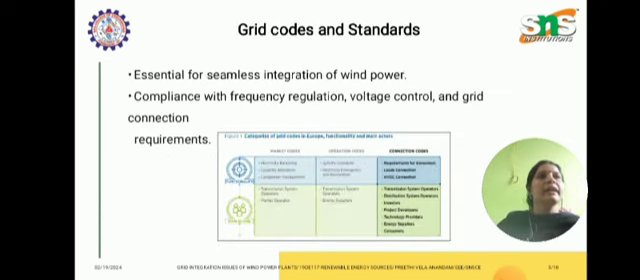Then the grid codes and standards. They are essential for the seamless integration of wind power, in compliance with frequency regulation, voltage control and grid connection requirements. And we have to focus on islanding and auto reclosure. Critical situations can occur if part of the utility network is islanded with an integrated distributed generation unit connected. This situation is commonly referred to as the loss of mains or loss of grid. Loss of mains we call LOM.